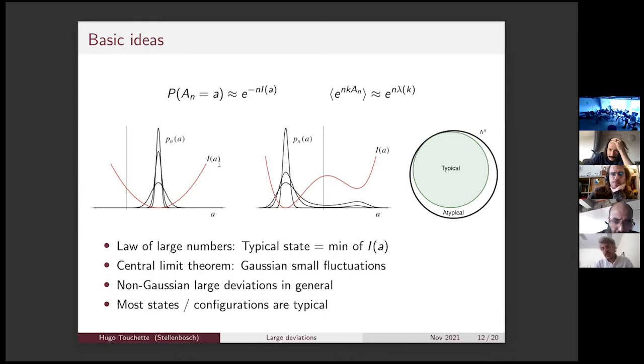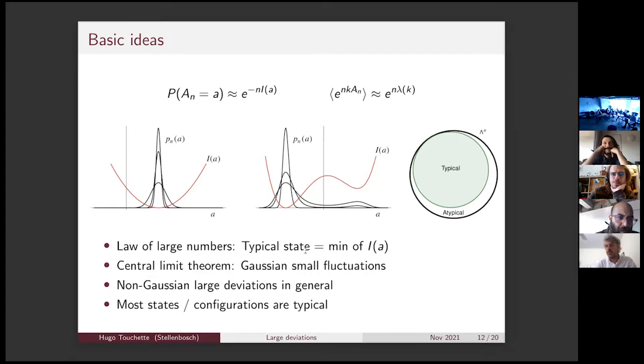It explains an exponential concentration, so it explains a concentration effect for the distribution, which is related to the law of large numbers or the ergodic theorem in the case of Markov processes. So concentration will determine a number of typical values, typical states, and these correspond to minima of the rate function.